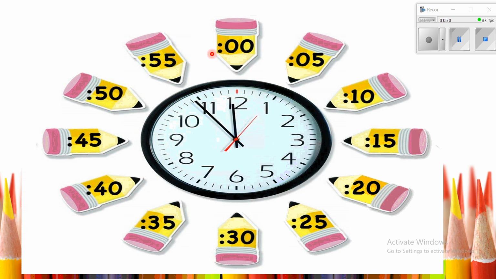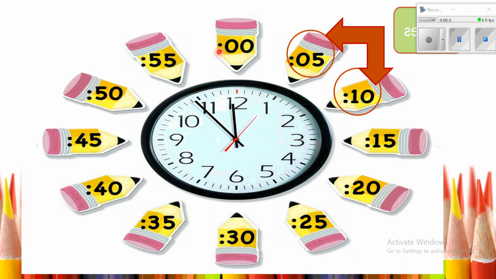So here we have 0. That means 60 minutes in an hour. In this lesson, we just talk about the hour, telling the time in hours. We don't take the time in minutes. As I told you, the 5 and 10 mean minutes.